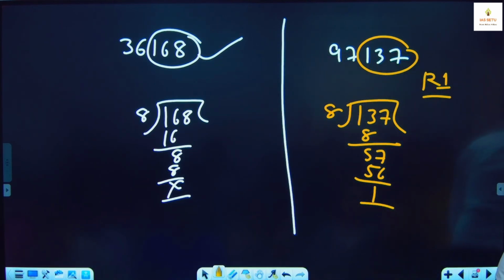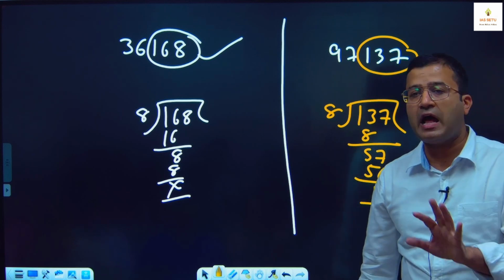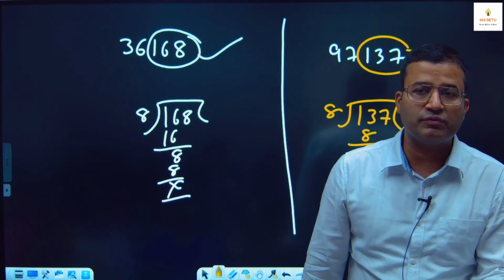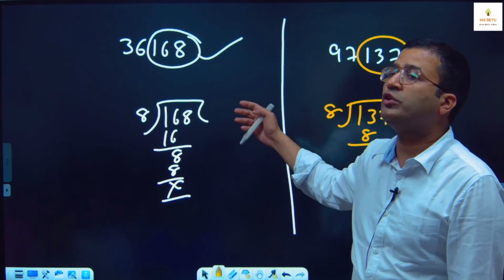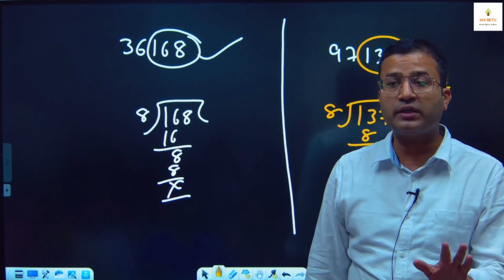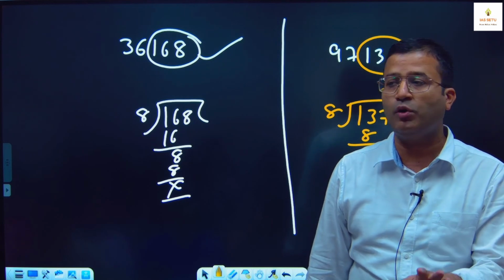So for divisibility of 8, what we do, we check the last 3 digits. Last year in one of the batches, one student asked, sir, if the number does not have 3 digits or the number is smaller, do you think that we need any shortcut for a small number?